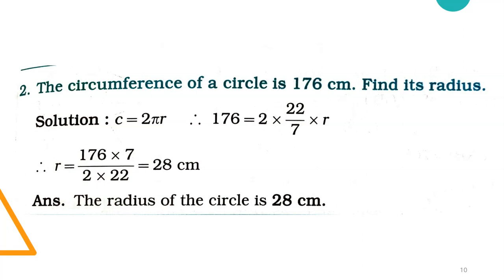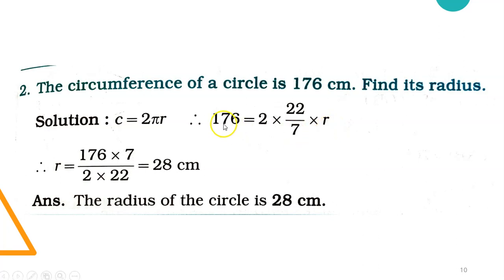Question number 2. The circumference of a circle is 176 centimeters. Find its radius. Solution. The circumference is given to me as 176. I am supposed to find the radius. So I am going to use this particular formula. C is equal to 2 pi r. So let's substitute the values. 176 is equal to 2 multiplied by, again the value of pi is not given to me, so I am going to use 22 upon 7 multiplied by r as it is.